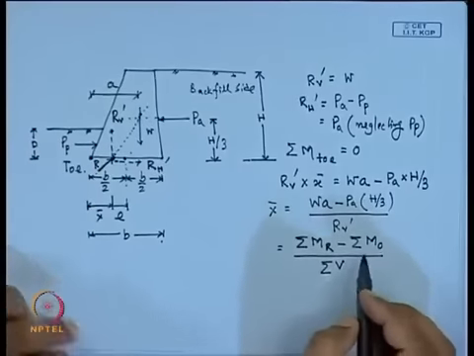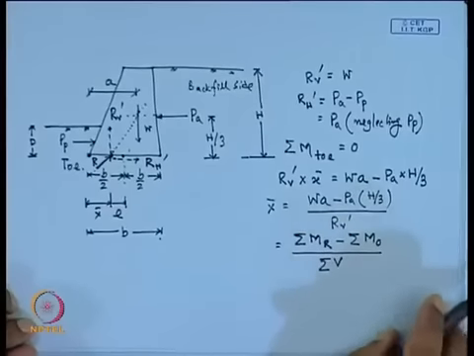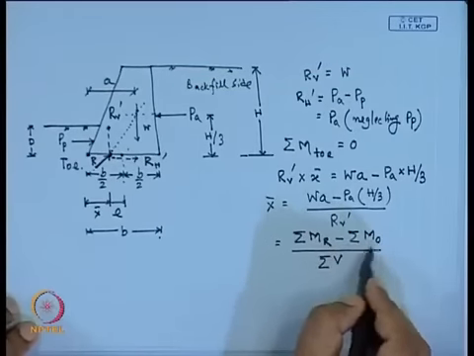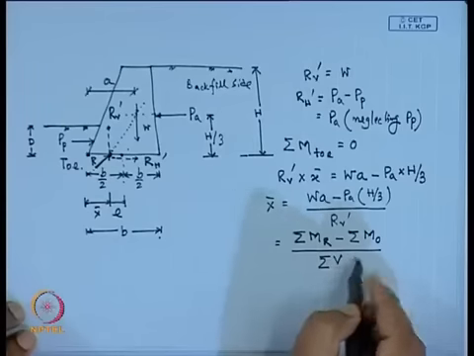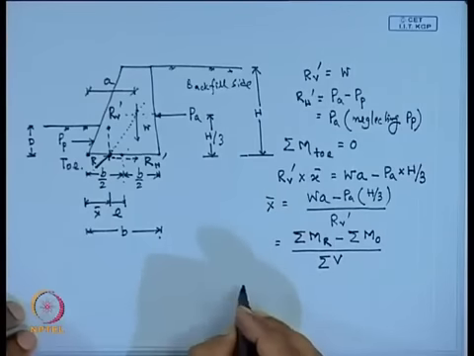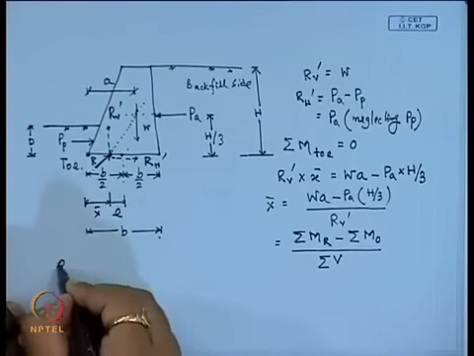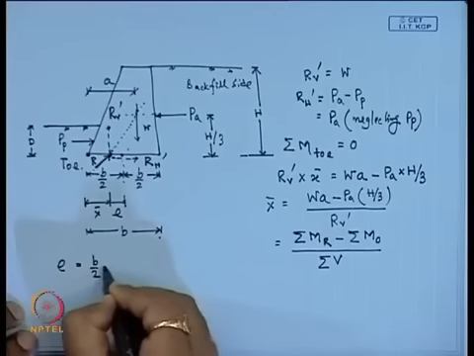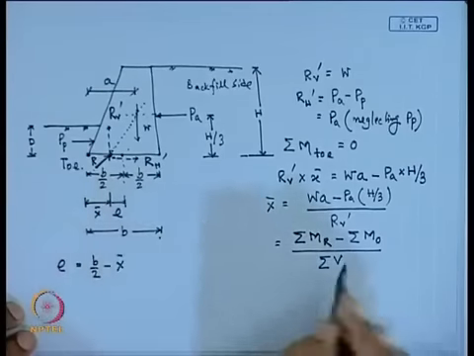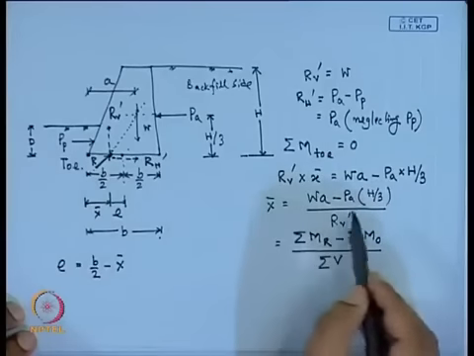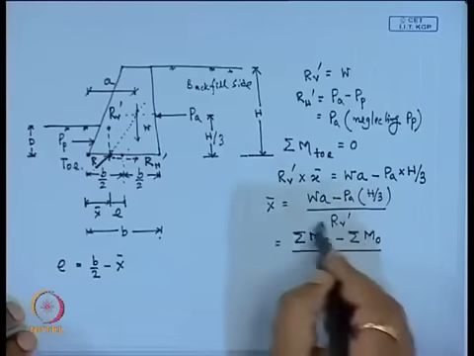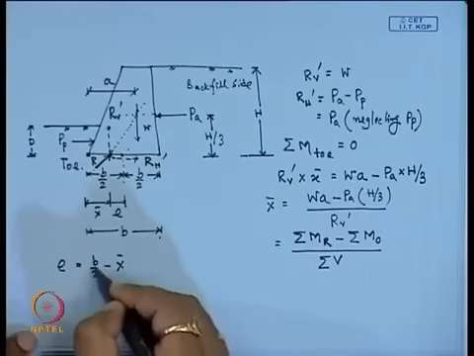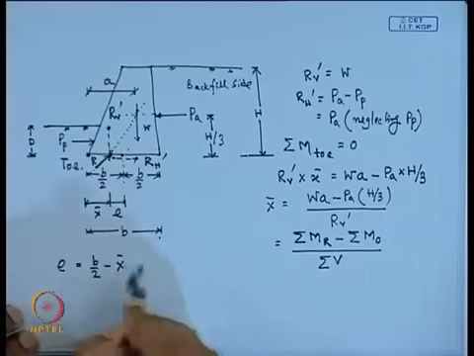So, that means we can calculate the x bar as the summation of resistive moment minus the summation of overturning moment, divided by the summation of vertical force. Now we can write that the eccentricity e is equal to b by 2 minus x bar. Once we determine x bar using this expression, we can determine the e value also by b by 2 minus x bar.